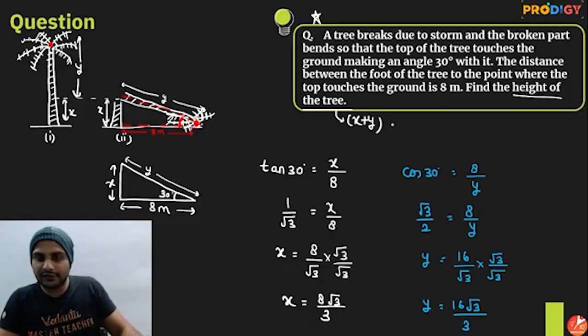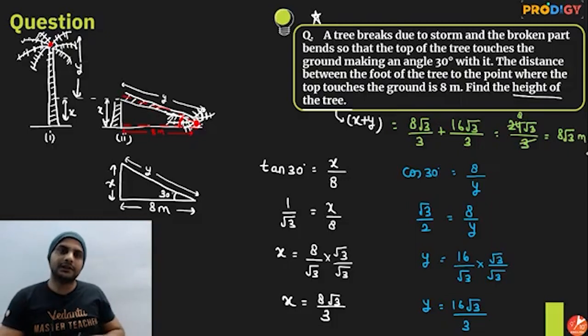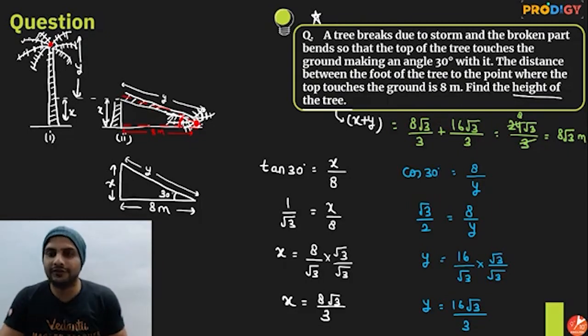So the total height of the tree is x plus y. x is equal to 8 root 3 by 3 plus 16 root 3 by 3, which is equal to, over 3, 8 plus 16 is 24 root 3. 3 ones are 3, 3 eights are 8 root 3 meters. Right? So the total height of the tree will be equal to 8 root 3 meters.